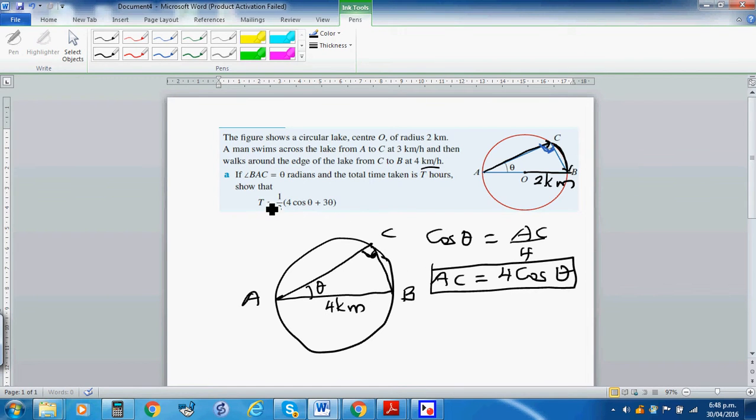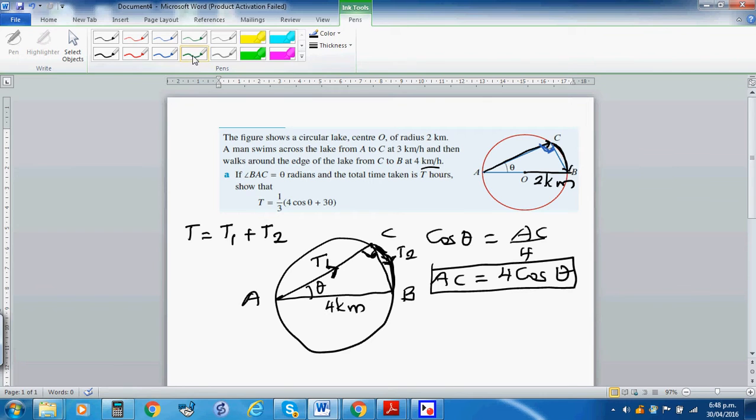So here T is the total time, so we can say T is T1 plus T2, where T1 is the time taken to cover distance A to C, and T2 is the time taken to cover the length of this arc BC. Okay, so this is the first distance, and this is the second distance. The time to cover from A to C is T1, and the time to cover from B to C is T2.